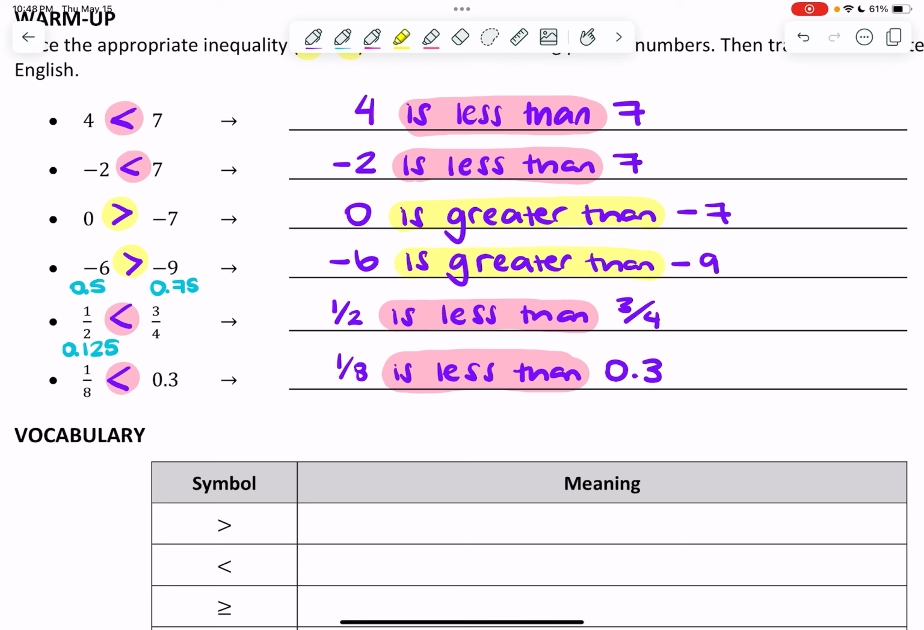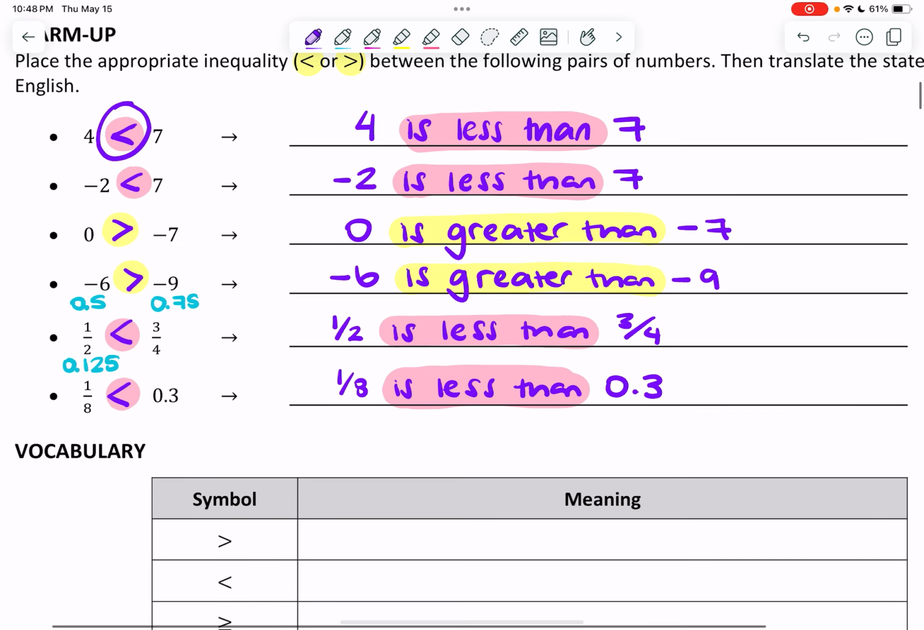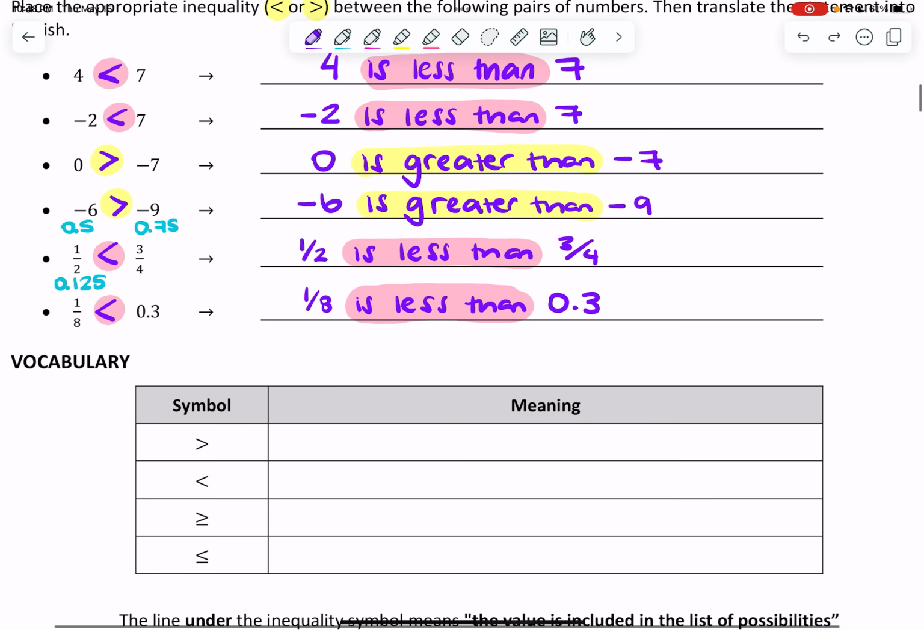Just like when we read our sentences from left to right, we also read our symbols from left to right. Now, when I take a look at an inequality symbol, and I'm looking specifically at the symbol here, the smallest side is on the left. So I read that as less than. When I take a look at this symbol here, the bigger side's on the left. So I read that as greater than. And those two inequalities are ones that we should be rather familiar with.